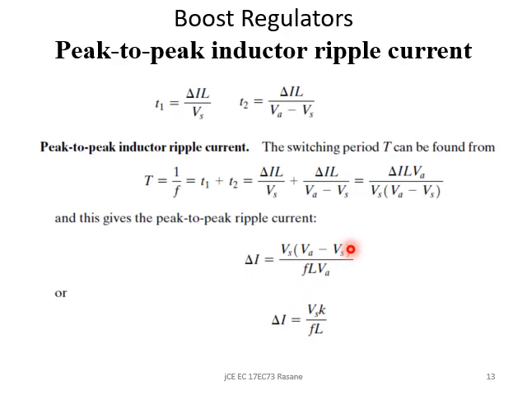Delta I is equal to Vs into Va minus Vs upon F into L into Va, since T is 1 upon F. Or I can simply write delta I is equal to Va minus Vs upon Va, which gives you the value of K, and Va cancels. So we get Vs into K upon F into L. It's a simplified version, but you can remember this equation better, and you can substitute the values and get it directly.